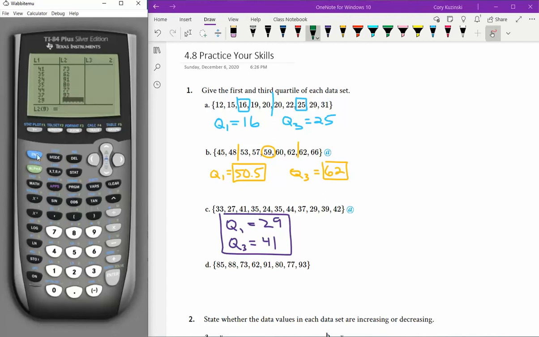I'll go back to my main screen, run Stat, Calculate, one var stats, but this time I want list 2 because that's where I put my data. And scroll to the bottom, I get my 5 number summary, including quartile 1, which is at 75, and quartile 3, which is at 89.5.